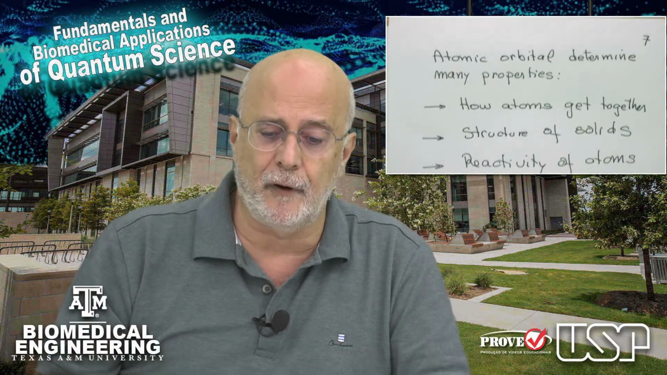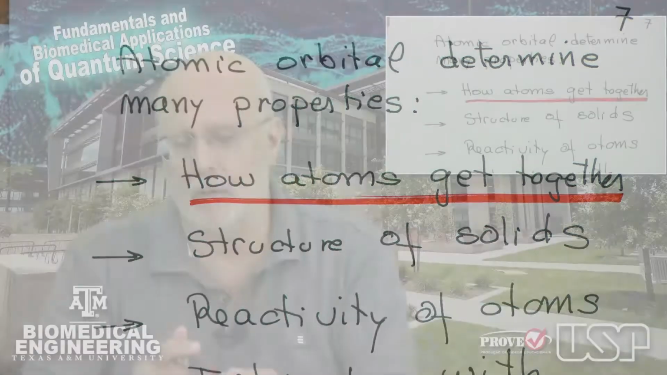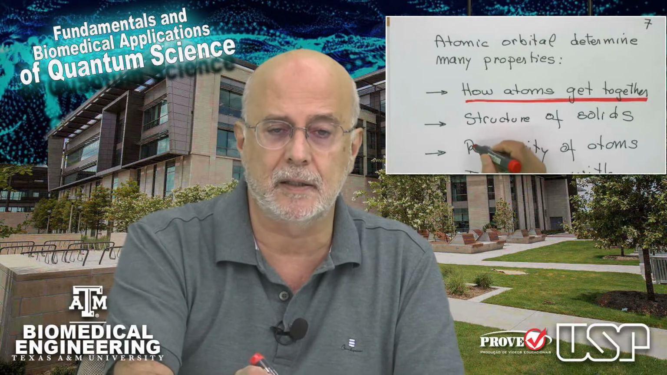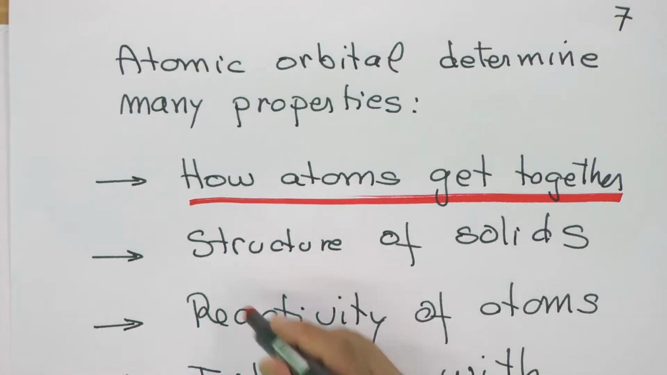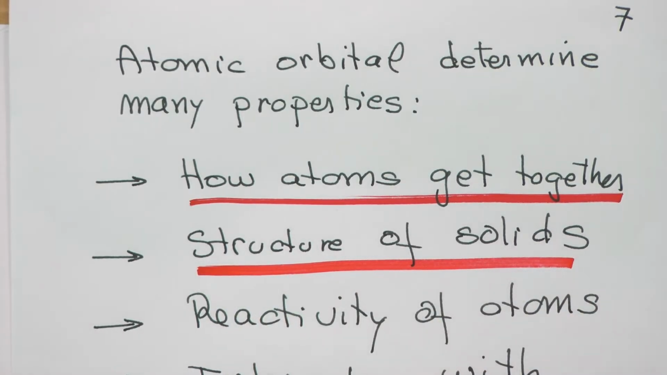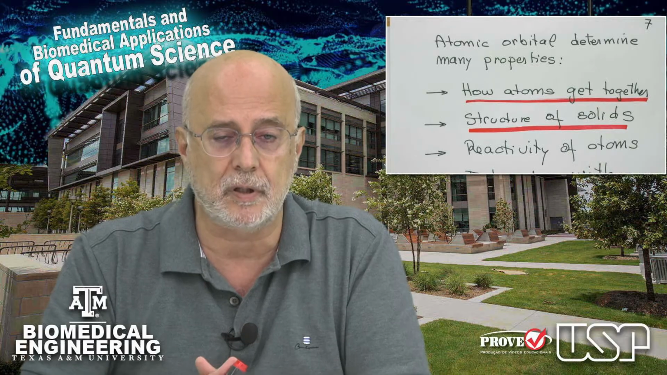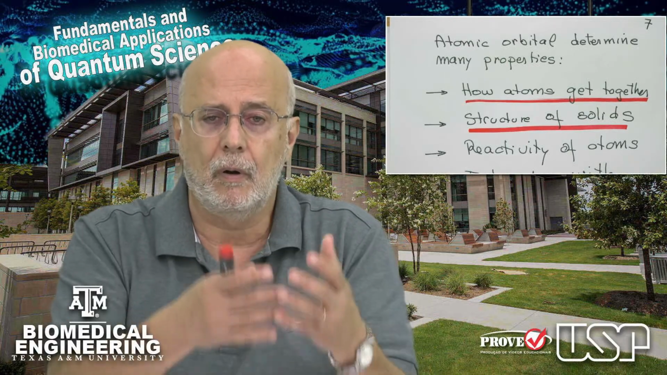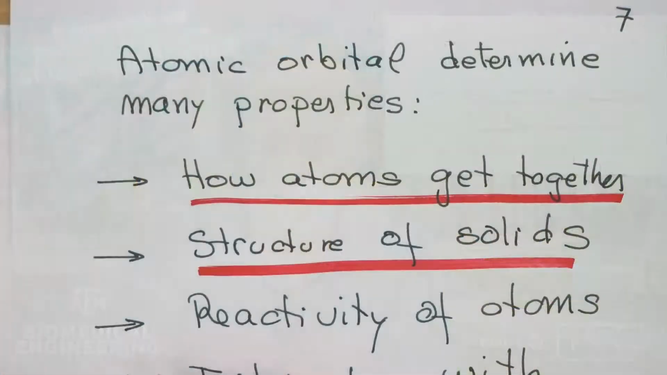This will determine, for instance, how atoms get together, making molecules, making chemical bonds. If they get together in large number, making solids, the way that the wave function of the electron is distributed will determine the structure of the solid, because that will determine how those atoms can get together, and that will give structures. And there are only a few possible structures because there are only a few possible orbitals, as we saw. That will determine the reactivity of the atoms.